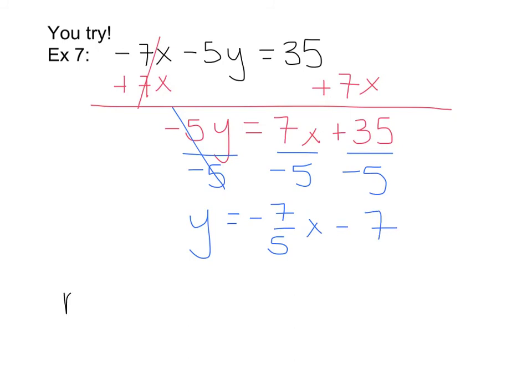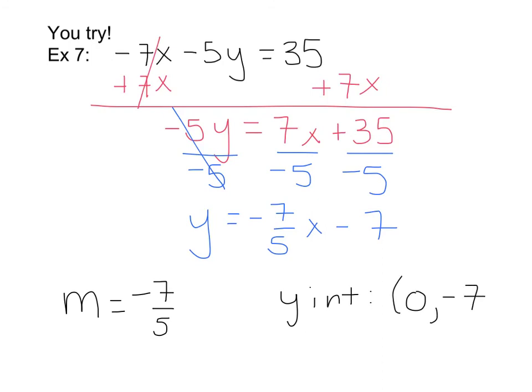Again, I want you to identify the slope and the y-intercept. So the slope is what's in front of x, so that gives me negative 7/5. The y-intercept is the number at the end, so it should be (0, negative 7).